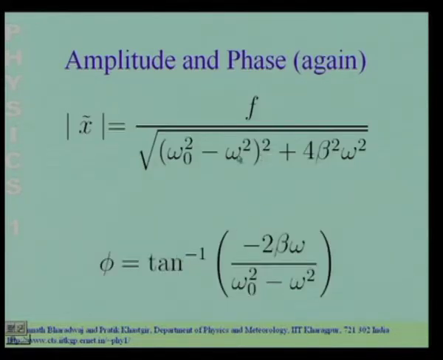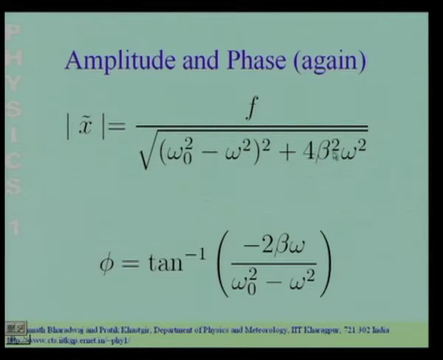Let us next look at the amplitude of the oscillations. This expression over here gives us the amplitude of the oscillations. I had told you in the last class, and we had also seen it, that in the absence of damping, you could check for yourself that if omega is equal to the natural frequency, the amplitude of the oscillation blows up. You have infinitely large oscillations.